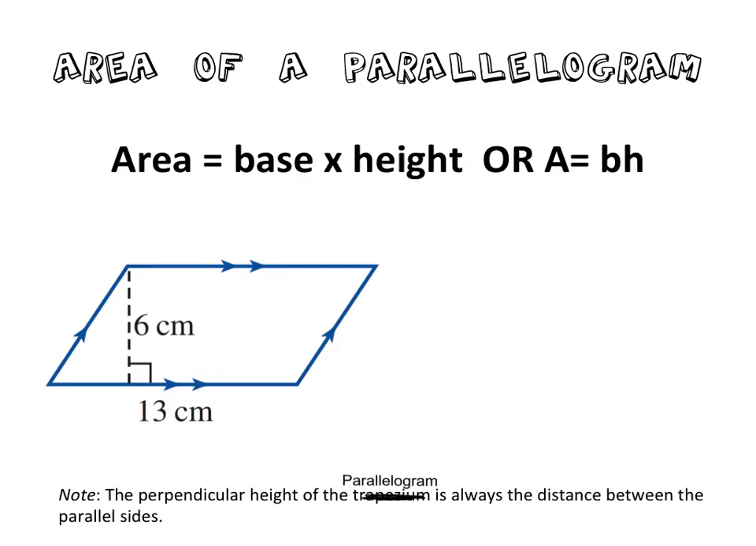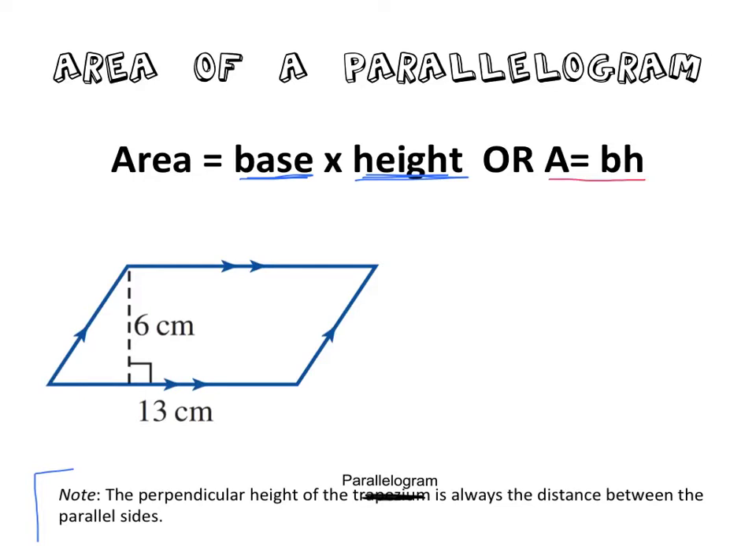Okay guys, to work out the area of a parallelogram, we use a formula. You'll most commonly see it written as A equals BH or A equals B times H. B represents a base and H represents a height. So to work out the area of a parallelogram, we take the base and multiply it by the height.